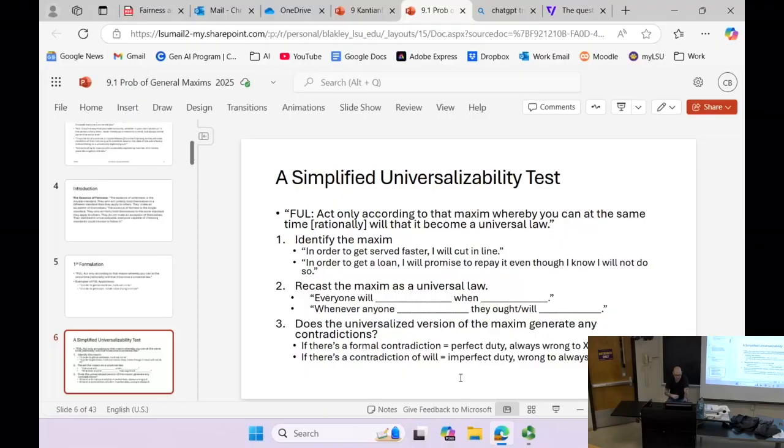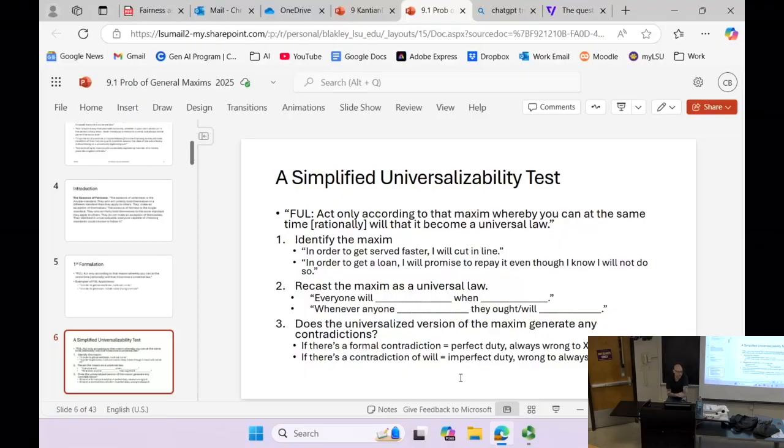And then the third one is, does the universalized version of the maxim generate any contradictions? And we've got to, again, worry about two different kinds of contradictions here. The first one, what we're calling the formal contradiction, is basically the sense of contradiction that I introduced way back at the beginning of the semester. P and not P are affirmed at the same time, right? The other one is a contradiction of will, and it's slightly different.